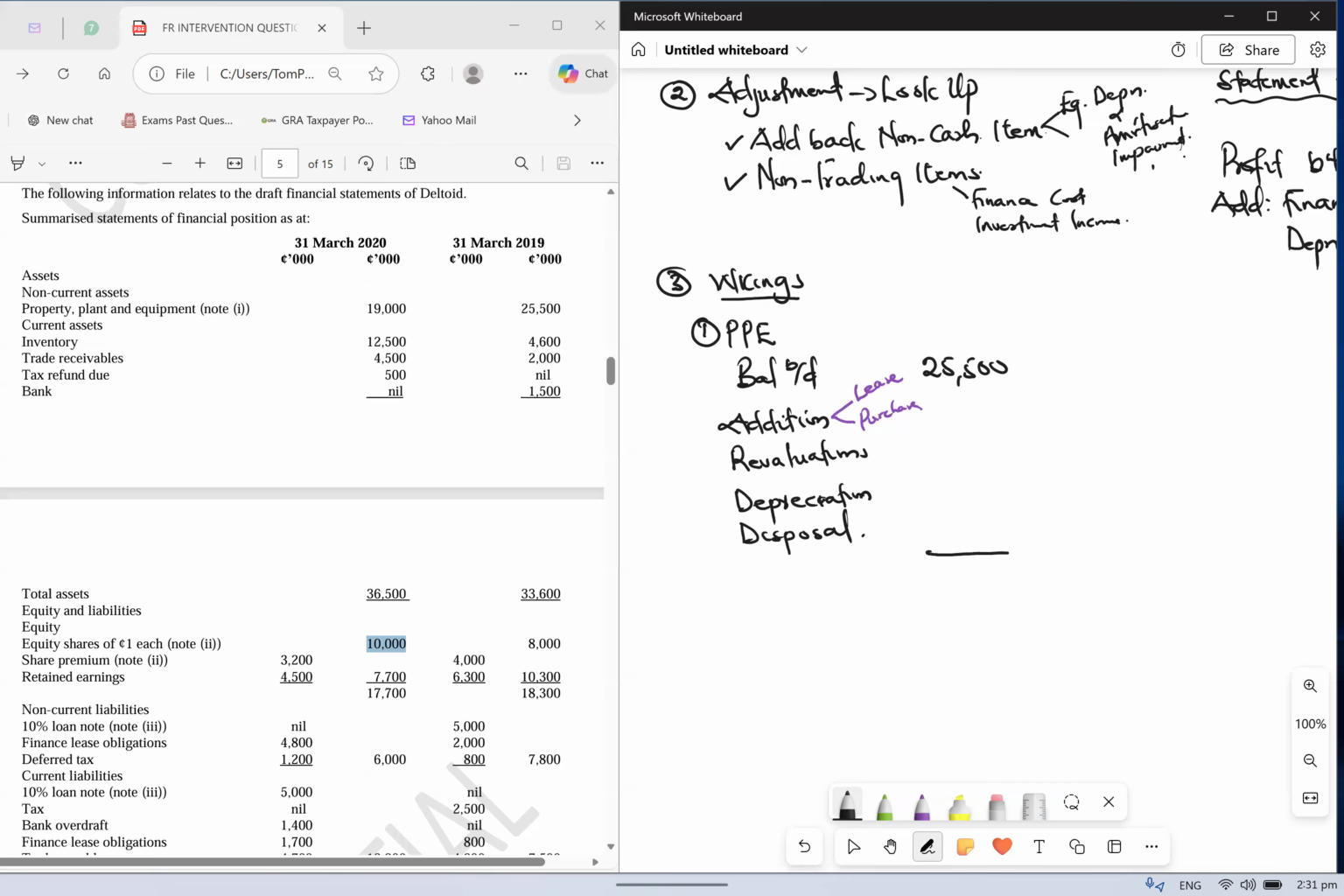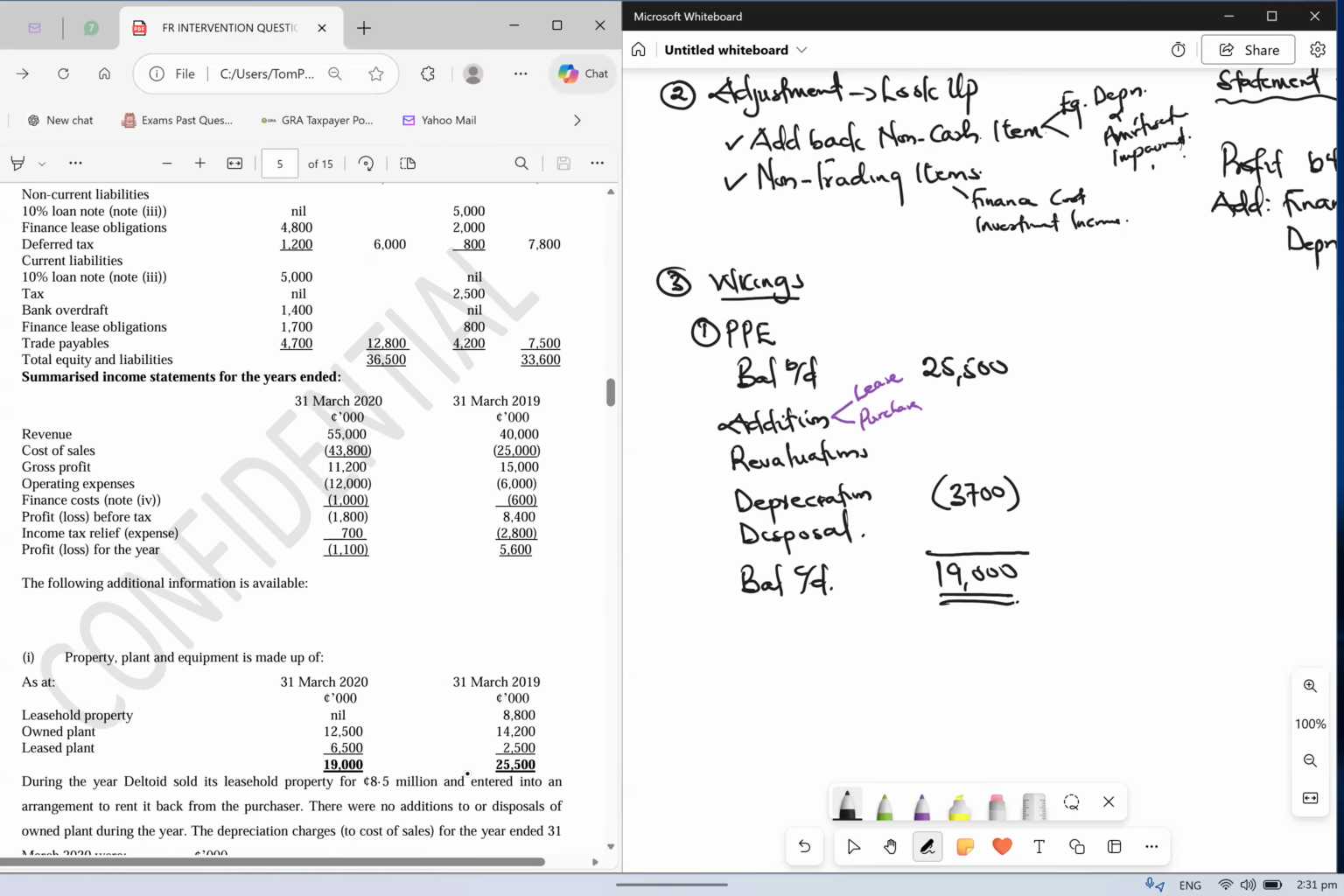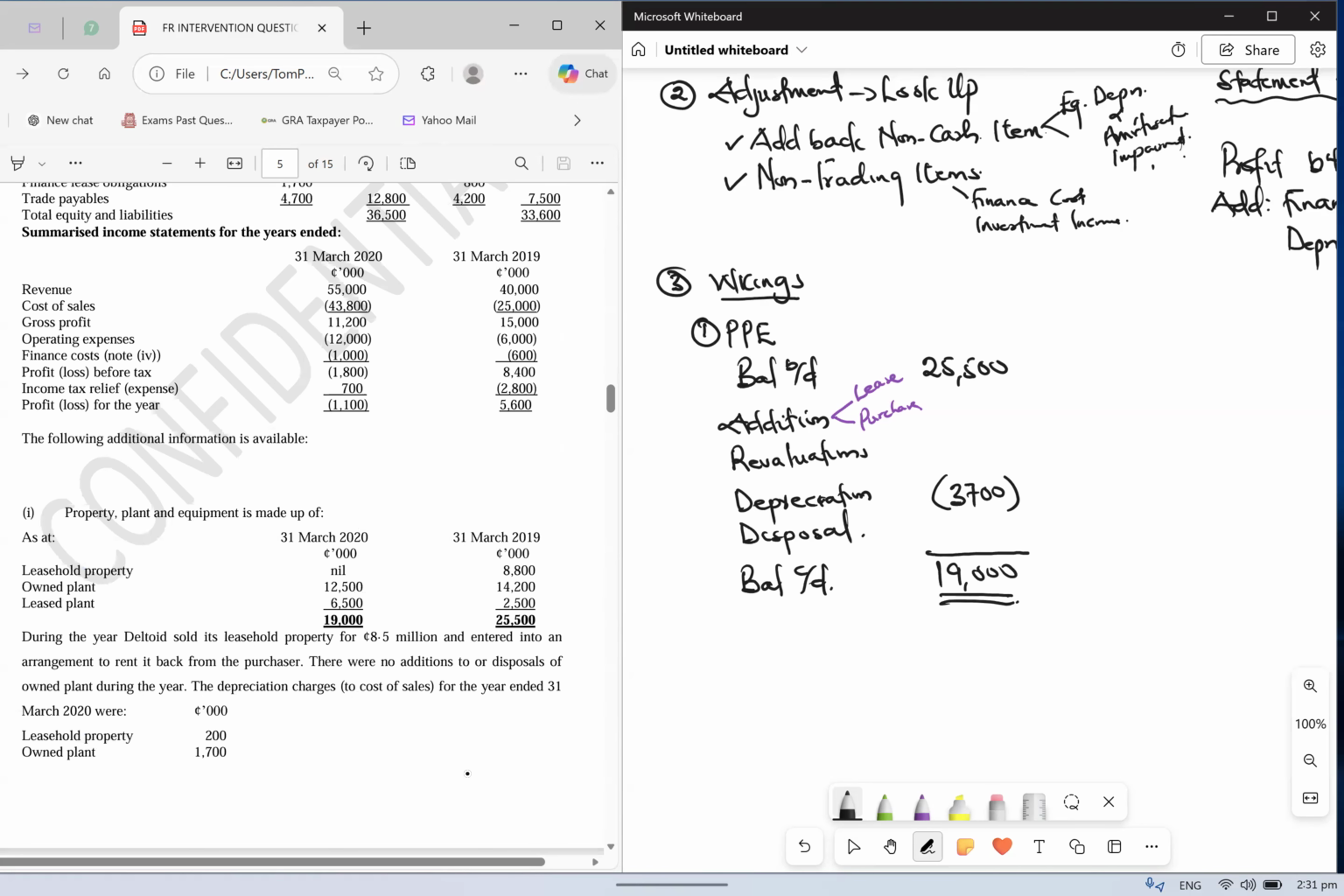If you've done all these things, then your figure should be equal to your balance carried down. And the balance carried down is 19,000. So we need to fill in the gaps. We know there is depreciation. Depreciation on the asset is 3,700. We know that one. The question also said they dispose. Didn't they tell us that? They dispose. Deltoid sold his freehold property for 8,500.